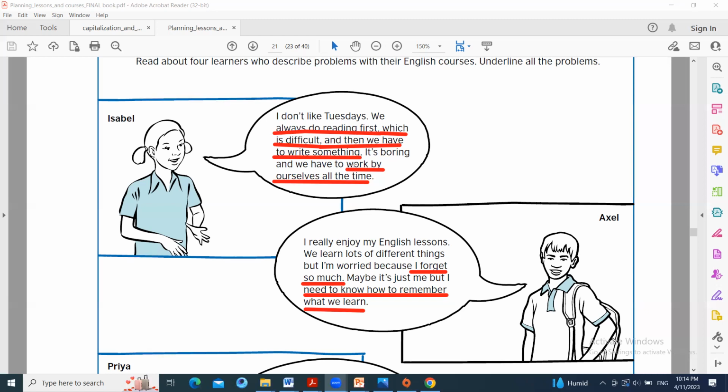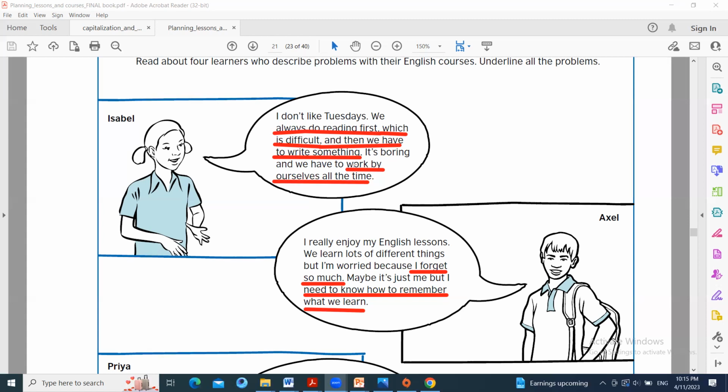Axel said, I really enjoy my English lessons. We learn lots of different things, but I am worried because I forget so much. Maybe it's just me, but I need to know how to remember what we learn. Okay, my advice to Axel's teacher: Axel's teacher may have a lot to cover in the syllabus.